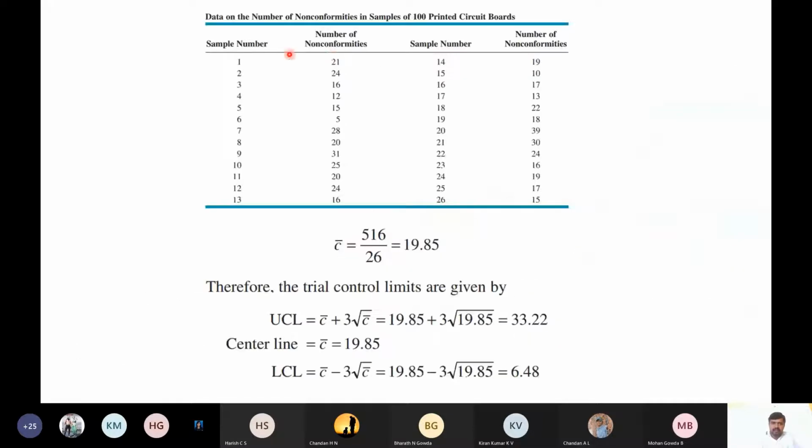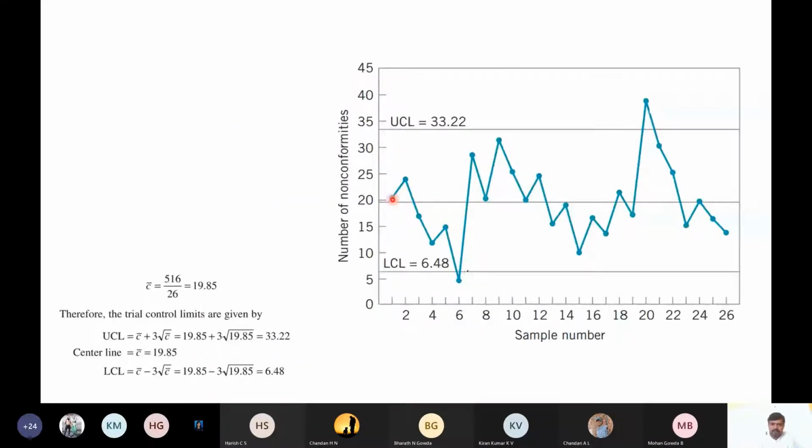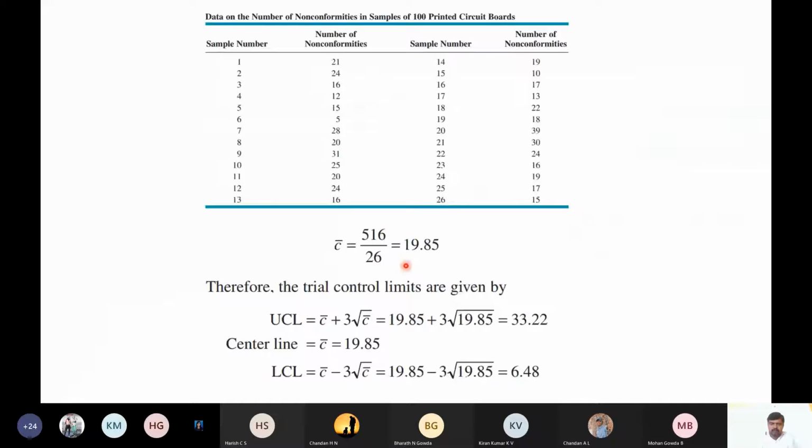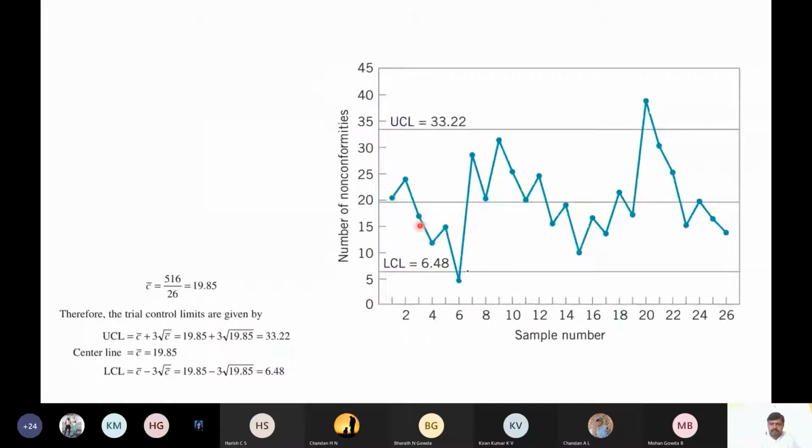For sample number 1, 21. For 2, it is 24. Like that, for the remaining points also, you should plot. You should get these points.